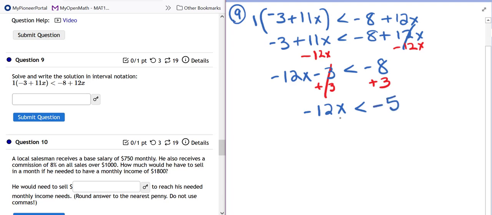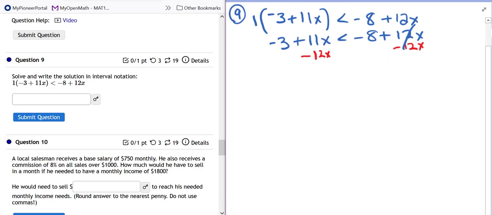You're going to divide by a negative 12. And Mrs. H has an error on here. I did 11 minus 12. And what should I have? Negative 1. Sorry about that. You guys can tell me if I do that, okay? All right. So we have negative 1x minus 3 is less than negative 8. Add your 3 to both sides.